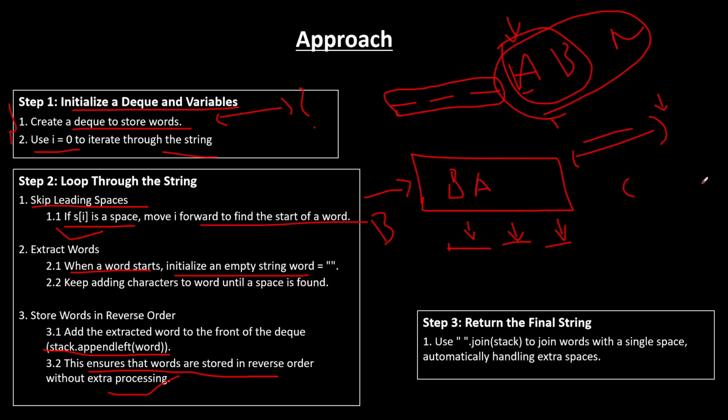And this way we're going to skip the trailing spaces in the sentence, right? If we have multiple spaces at the end and there is no word after that, it will keep on skipping them, and we will reach the end.